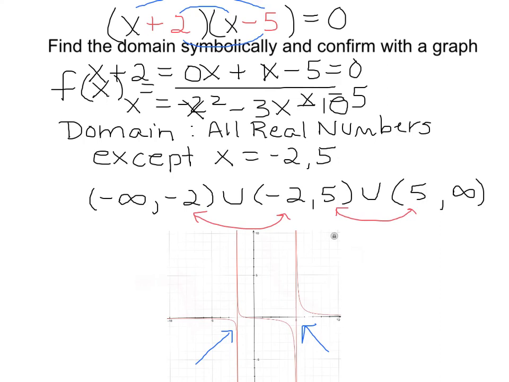So we have three different parts to our graph, and we notice if we were to scan this graph from left to right, we can see that we have things between negative infinity and negative 2. Then we have to jump over the negative 2. In between negative 2 and 5, jump over the 5, and then 5 to infinity.